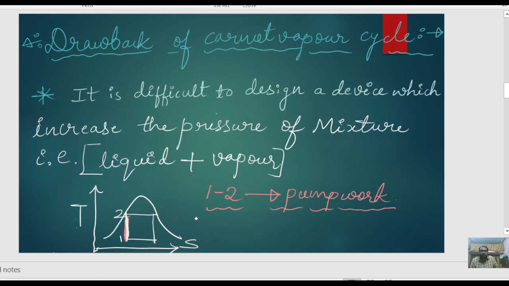Why? It will form scale or it will rust the blades, and it is very difficult to pump the vapor. We can pump pure liquid, but we can't pump the steam, that is water vapor. So it is difficult to pump the water vapor. This is the main drawback of the Carnot vapor cycle. Remember, this question might be asked in MCQ. Okay, moving on to the next slide.